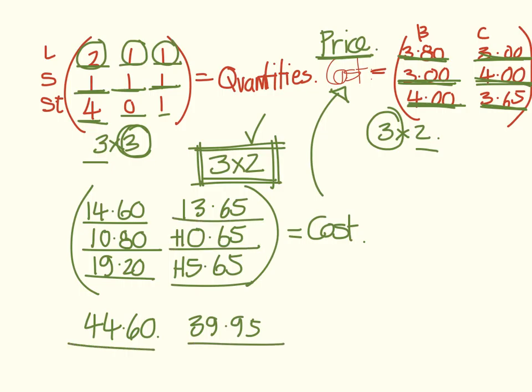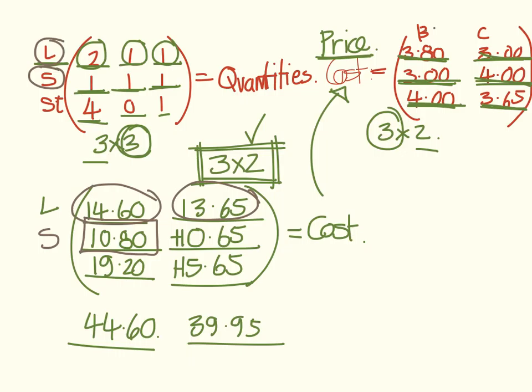But the point is that what is still identifiable is that Louise, who is a first row person here, spent $14.60 at the bakery, and Louise, first row, spent $13.65 at the canteen. Sally, who's the second row person, has spent a total of $10.80 at the bakery, and a total of $10.65 at the canteen. And our man Steve here, he has spent $19.20 at the bakery, and he has spent $15.65 at the canteen.